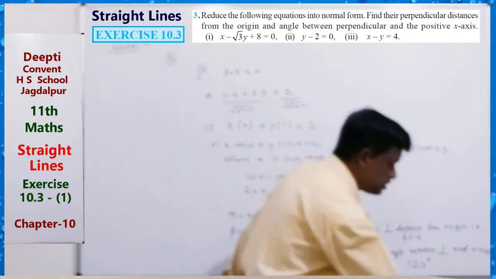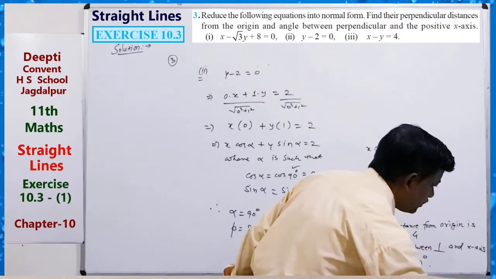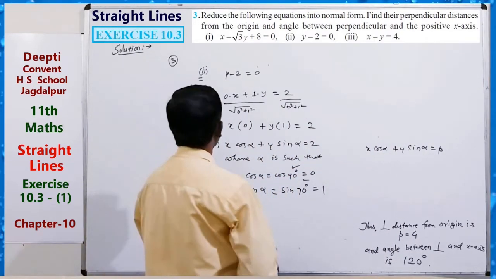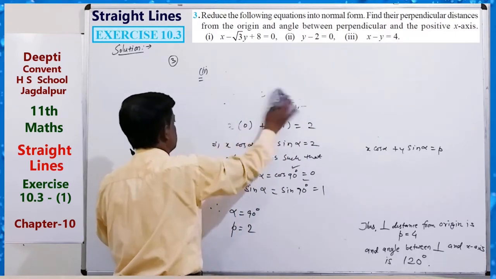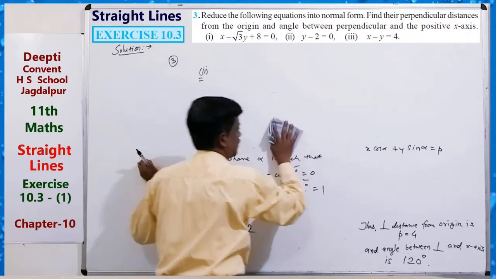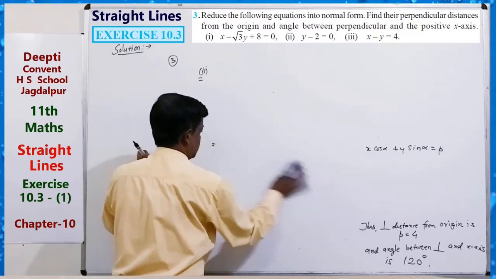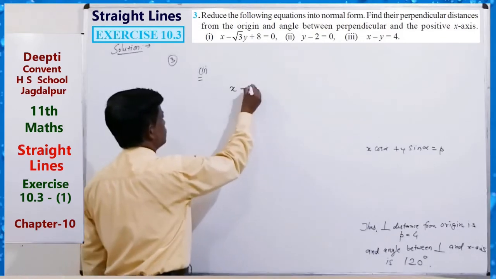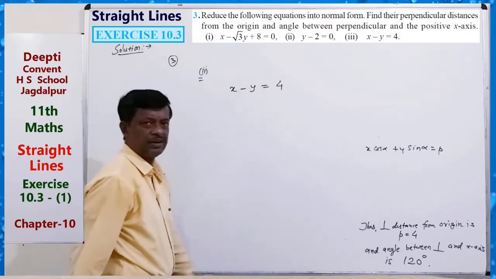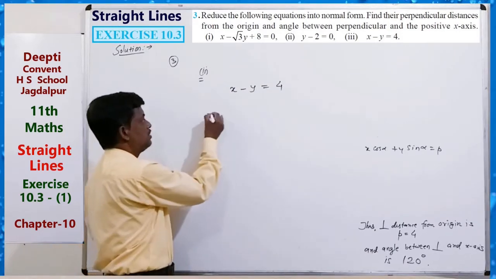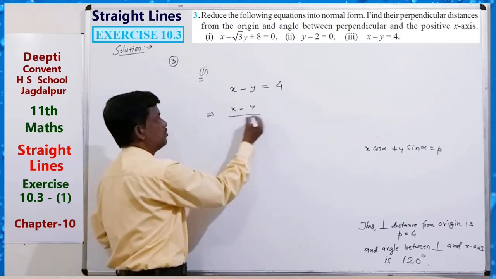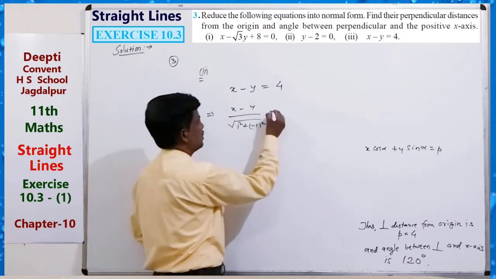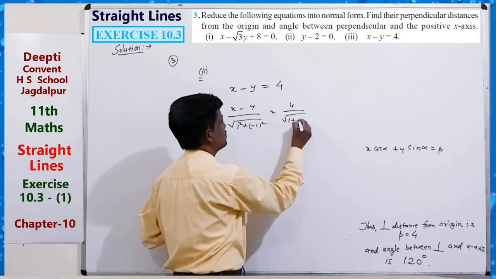Clear? The next question is also given here: x minus y equals to 4. Here the right hand side is positive, so we just divide it by root over 1 square plus minus 1 square, since the coefficients are 1 and minus 1. So here also we get 4 upon root over 1 plus minus 1 square.